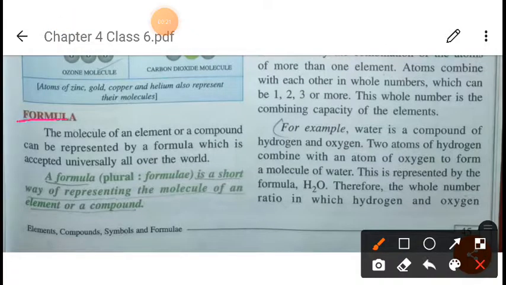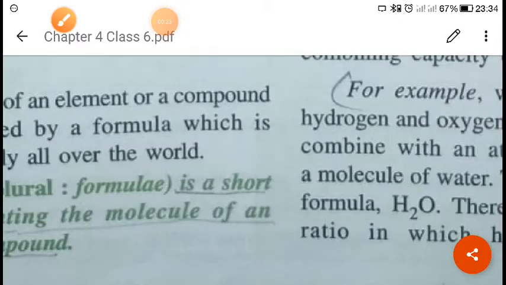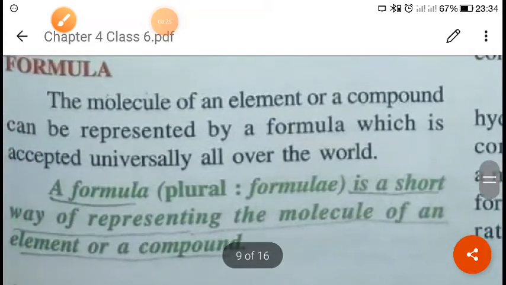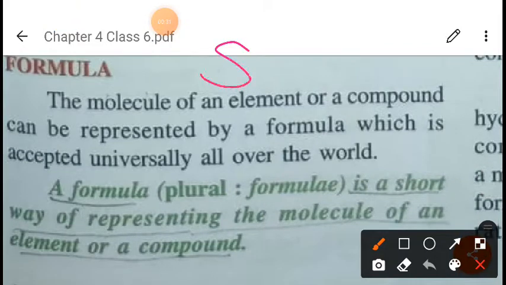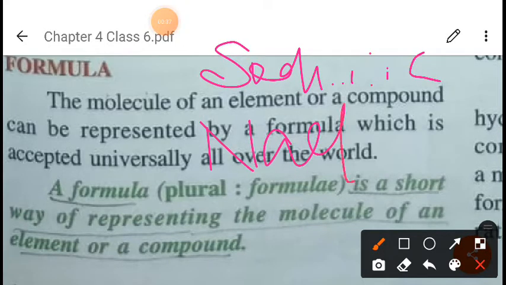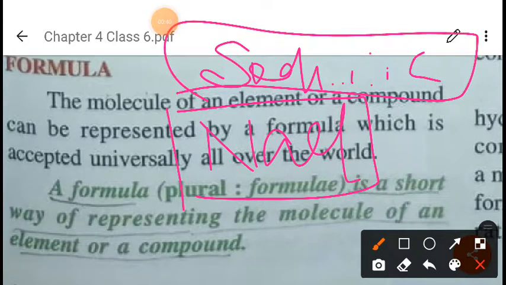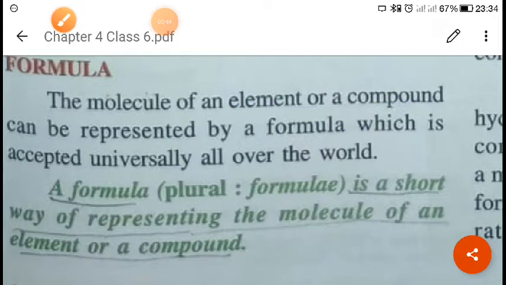So now in this class we will discuss the formula. Okay. So what is this formula? First of all, as we have seen, suppose we are talking about sodium chloride. Okay, sodium chloride. So how will we write it in a short form? We used to write NaCl, right? So this NaCl is what? It is the formula of sodium chloride. Okay, this is just an example here. I will discuss this in detail.